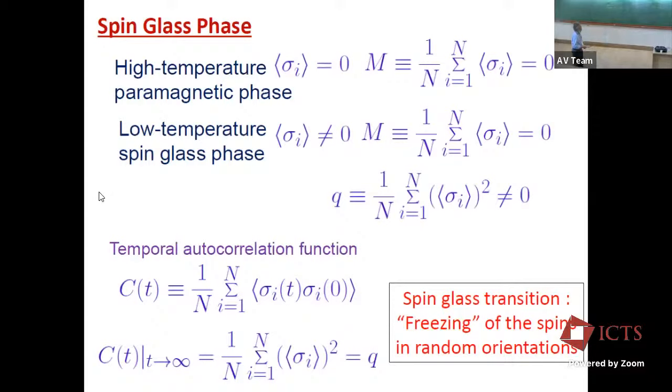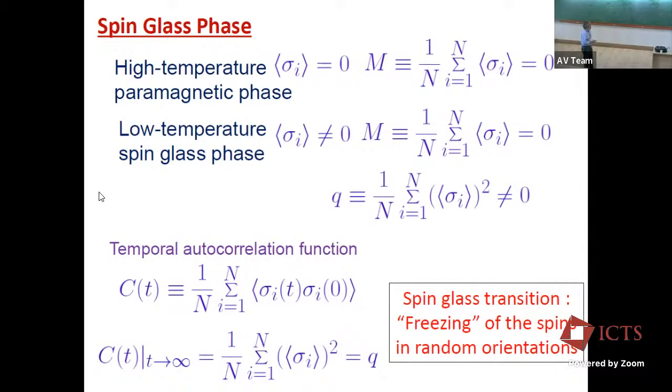Another way of looking at it is through the autocorrelation function of the spin. This is something you may have seen in your statistical mechanics course: when you have a fluctuating quantity, the time scale associated with this fluctuation can be determined by looking at its autocorrelation function, that is, how the value of a particular spin at time zero is correlated with the value of the same spin at a later time t. If these two are correlated, if this average is non-zero, then you say that the spin remembers its orientation over a long period of time.